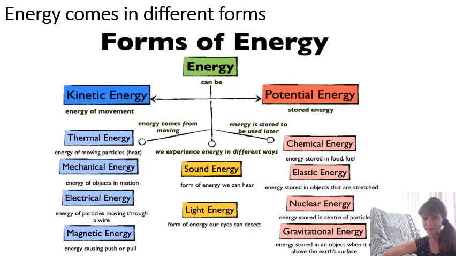Energy comes in many different forms. Kinetic energy comes in forms including thermal energy, mechanical energy, electrical energy, magnetic energy, sound energy, and light energy. Potential energy, the energy that's stored to be used at a later time, includes chemical energy, elastic energy, nuclear energy, and gravitational energy.